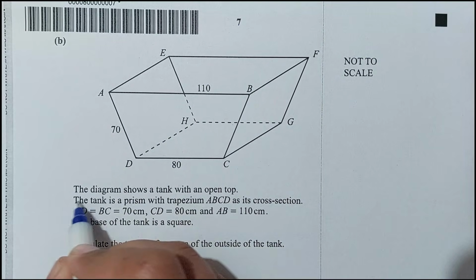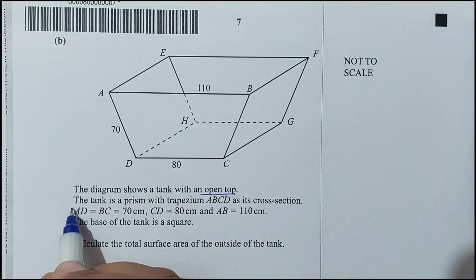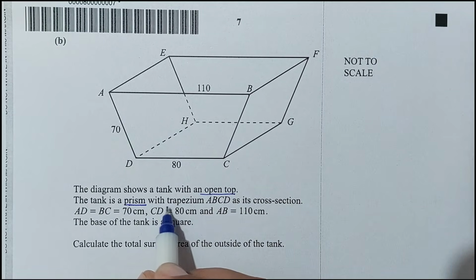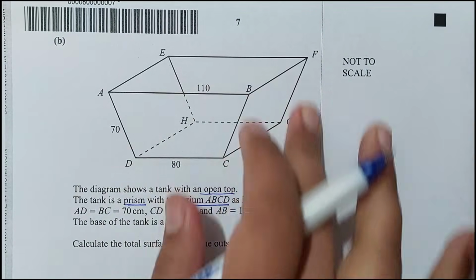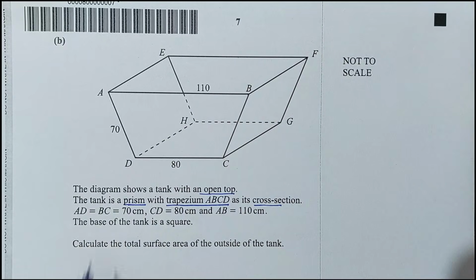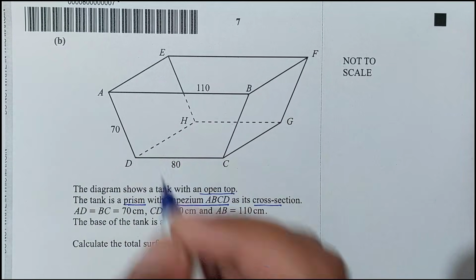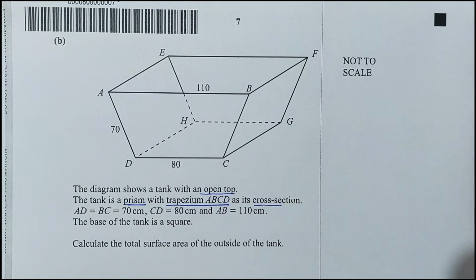Now for part B, the diagram shows a tank with an open top. Keep in mind the top is open. The tank is a prism with the trapezium ABCD as its cross section. Okay, the cross section ABCD is a trapezium. It's a prism, and the cross sections are the trapeziums. A to D and B to C both are 70, right? And C to D is 80. And what is AB? AB is 110 centimeter.